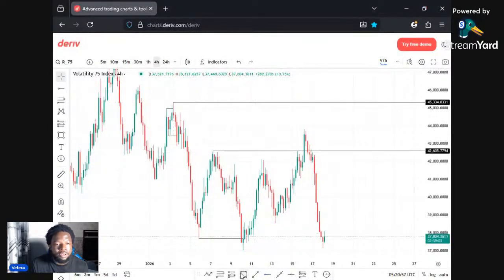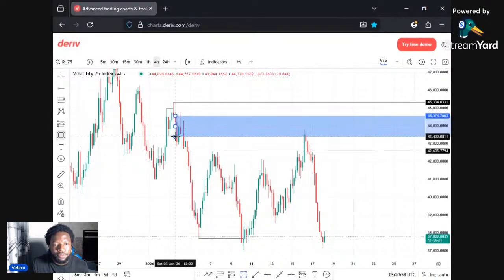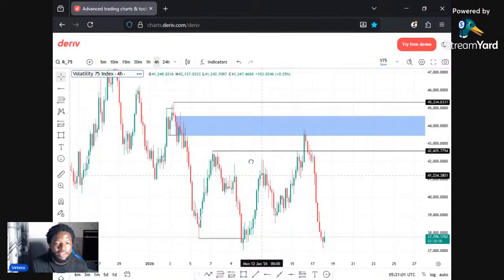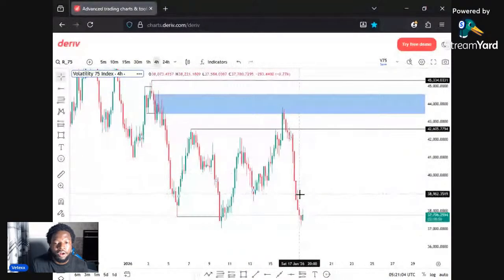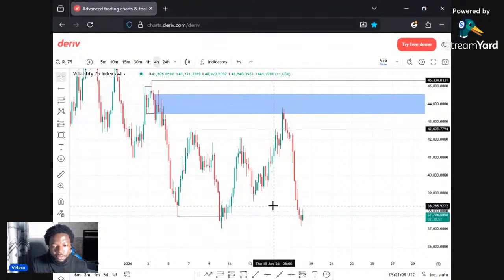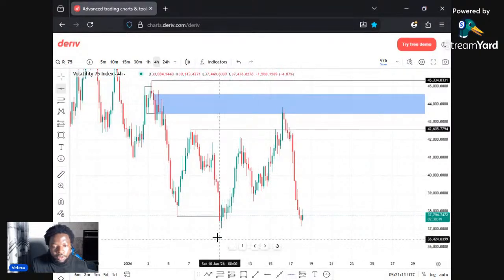So price came into this POI, took out this structural liquidity, and then it started selling in the opposite direction. And this is the finish point.